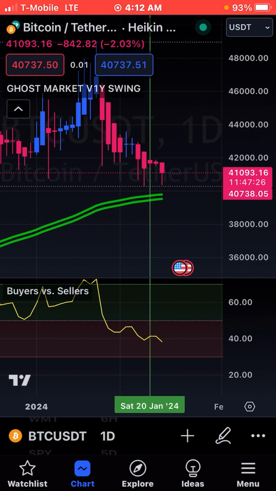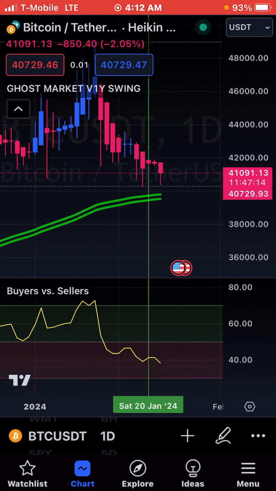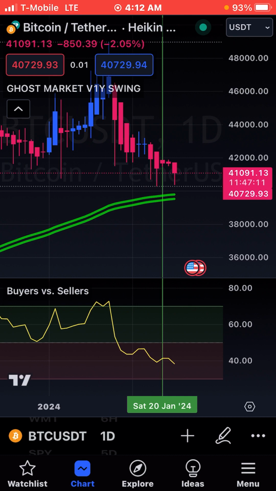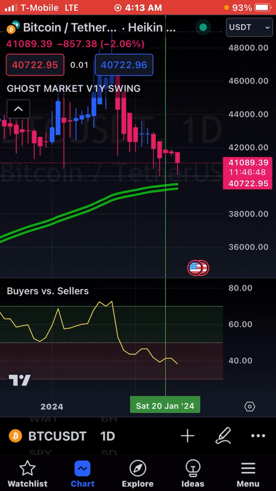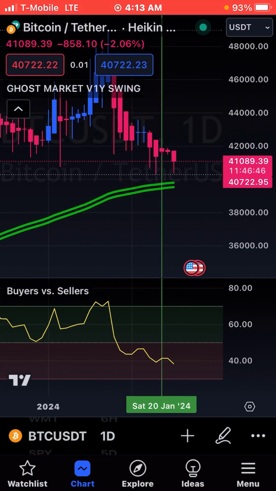The reason why I have two paid indicators on here, and there's an alternative to Ghost Market Pro if you don't want to get both of these indicators, but I definitely recommend getting the Buyers vs Sellers from Trade Confident. But the reason why I say get Ghost Market Pro and use the 90-95, it's basically a moving average, is that it will show you the trend. It will show you the main direction. It will show you where it is going. You always want to go with the trend, and this shows you what direction overall Bitcoin is going.